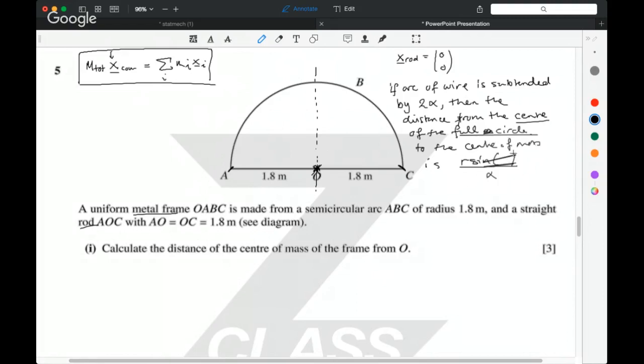So here, this is just alpha. The angle subtended by a semicircle is pi, which means alpha is pi over 2. This is the little subtlety: the formula is for an angle 2 alpha, but in our case 2 alpha is equal to pi, therefore alpha is equal to pi over 2. And this is in radians, so always remember that.